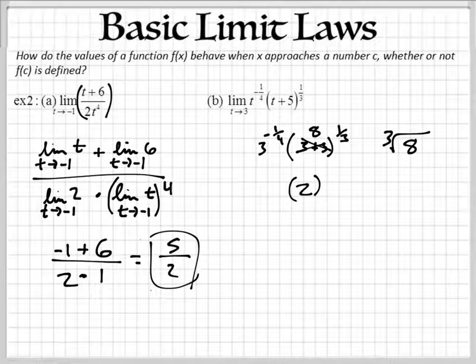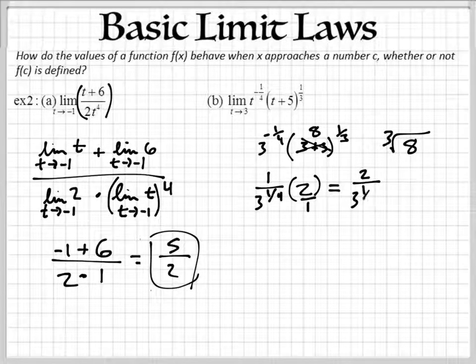To make the exponent positive, you would put it on the bottom of the fraction. So it would be 3 to the 1/4. To simplify this, we multiply 2 times this fraction. It's going to be 2 over 3 to the 1/4. It's kind of ugly looking.